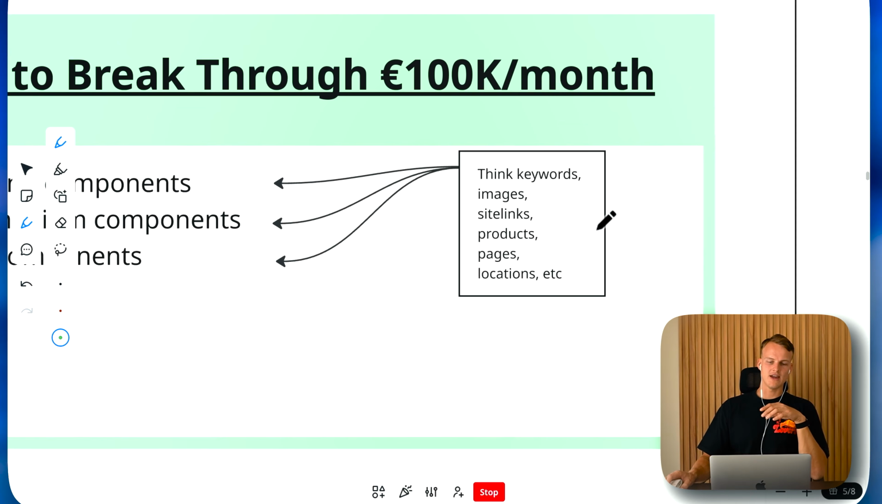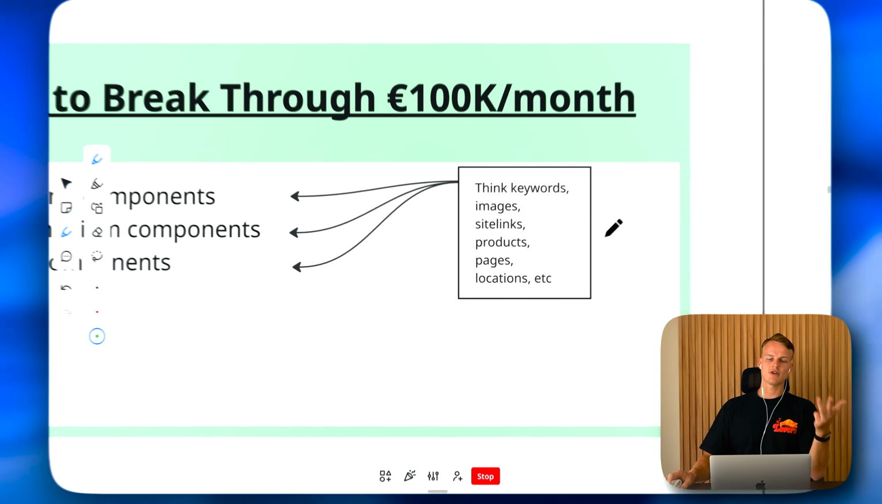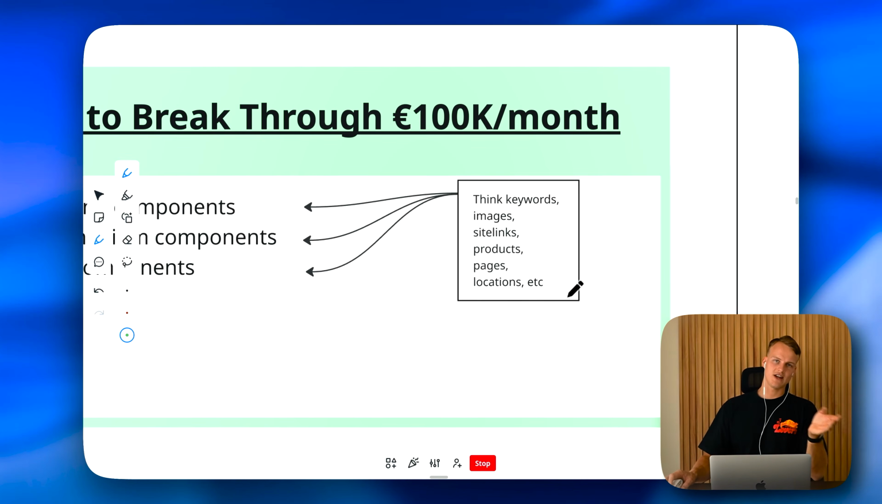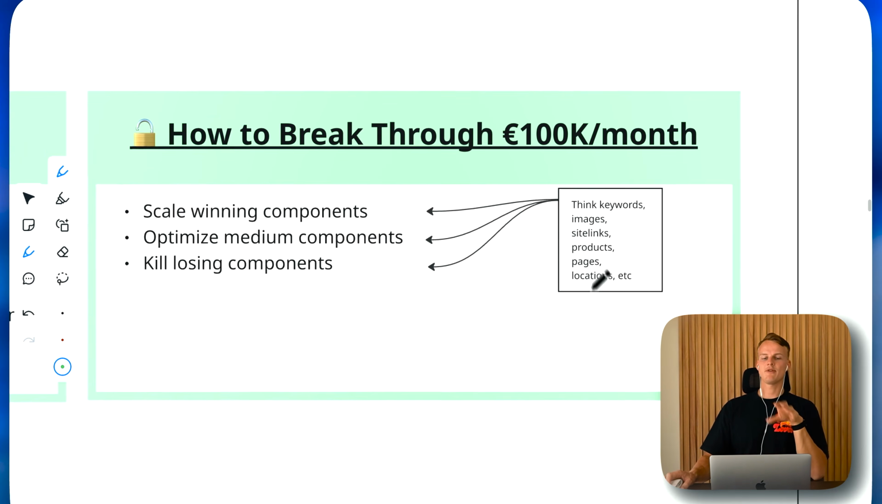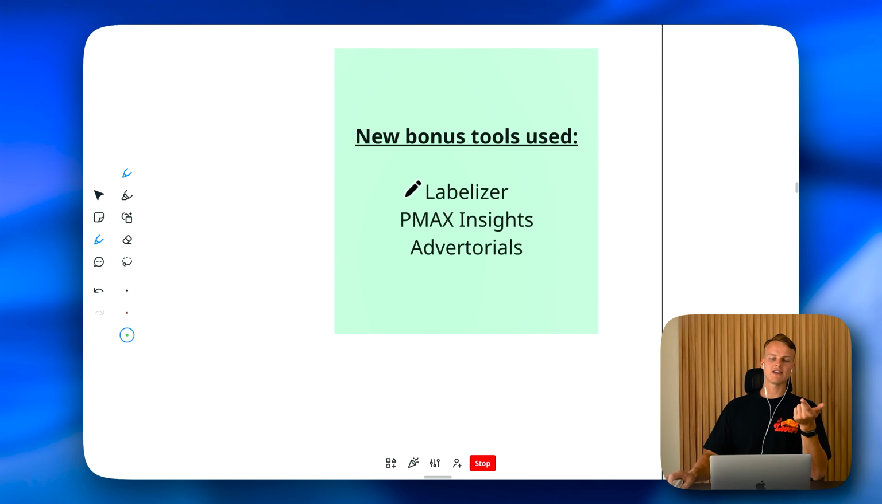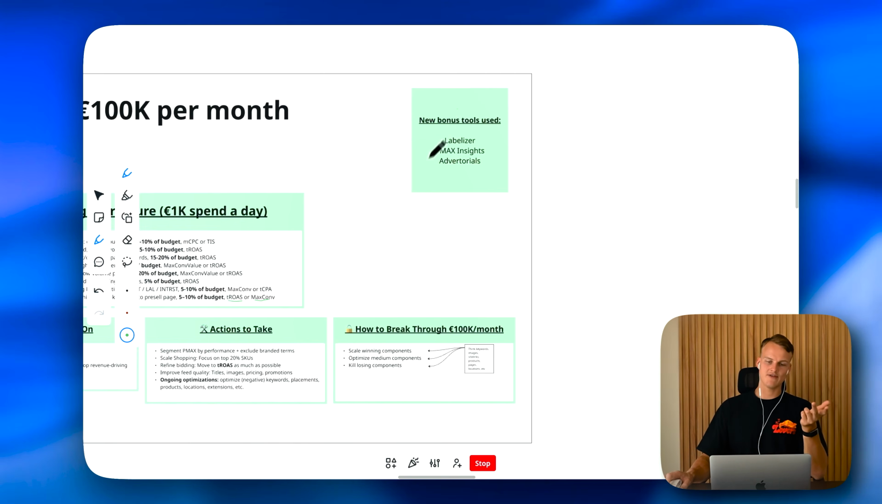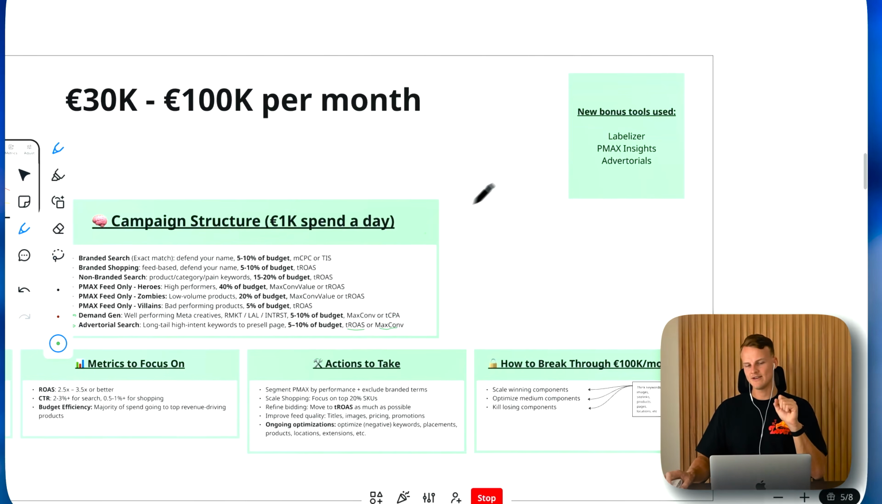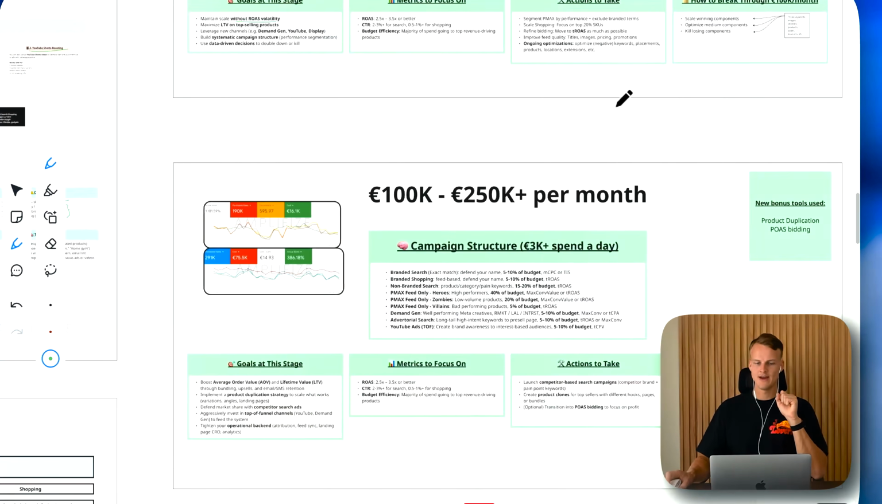And right here we can think keywords, images, site links, products, pages, locations, etc. So look at the data and optimize yourself. The new bonus tools used here are the Labelizer, Performance Max Insights, and advertorials, if you haven't used those already in the last stage, right?